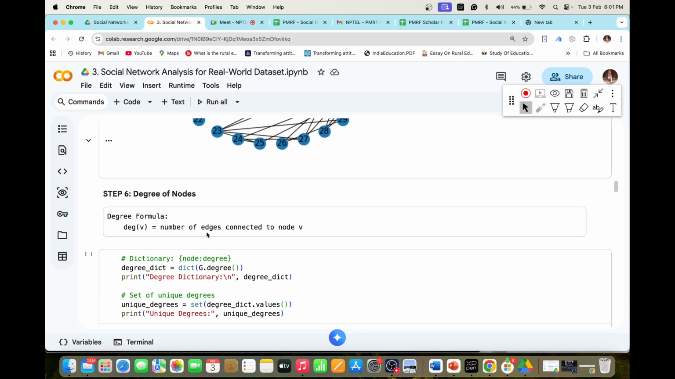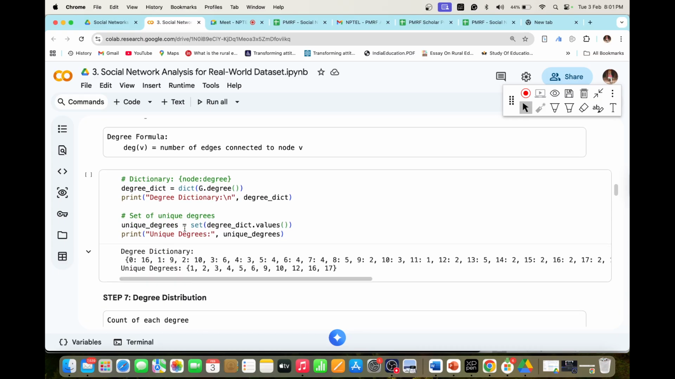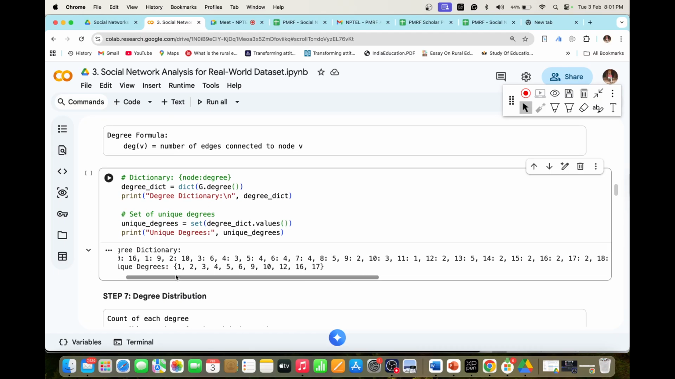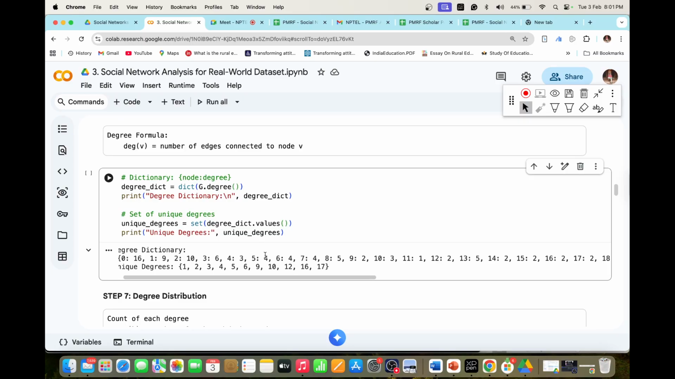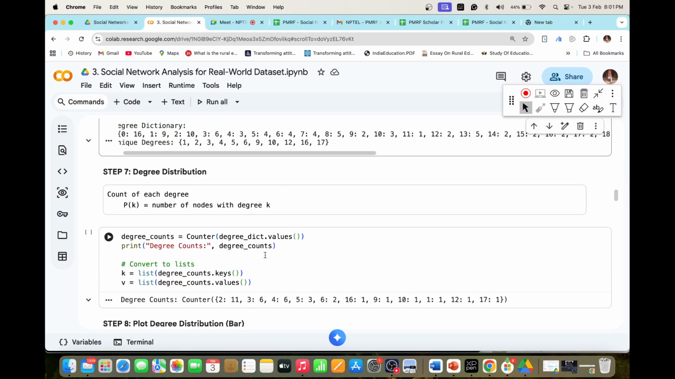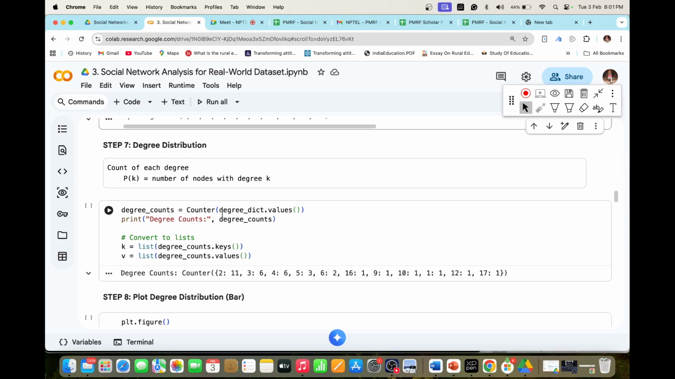Then the degree formula: the number of edges connected to node V. We have seen that 16 nodes have 0 degree, 9 nodes have 1 degree, 2 nodes have 10 degree, like that. So these are the unique degrees. Then the count of each degree, the number of nodes with degree k. If we want to see the number of nodes with degree k, that also we can count. So in the degree counter, 2 nodes have 11 degree, 3 nodes have 6 degree, like that.